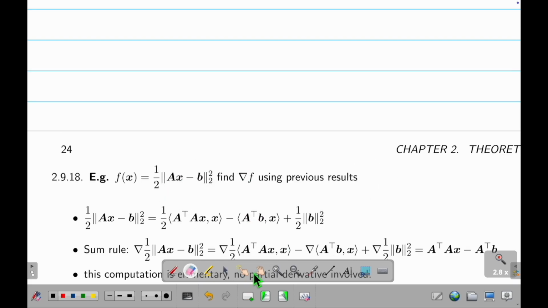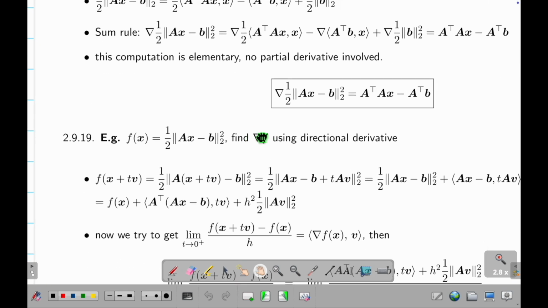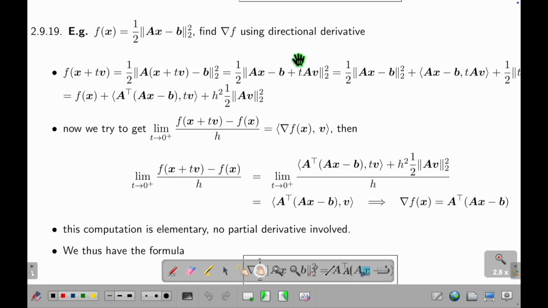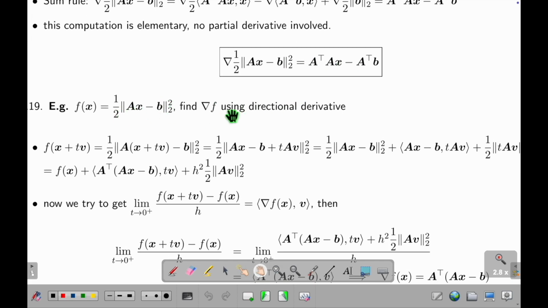So this is assuming you know this box and you know this box. What if you don't know the box? Let's do it using the directional derivative. This is the same problem, so you should get something similar, right? Let's see. Suppose I have this. Find this and assume you don't know the two boxes. Then I do the same thing.